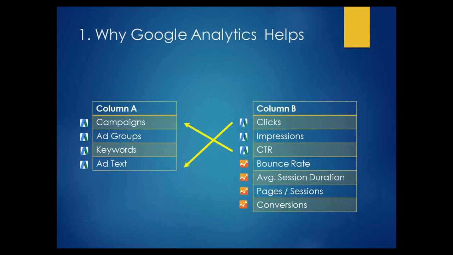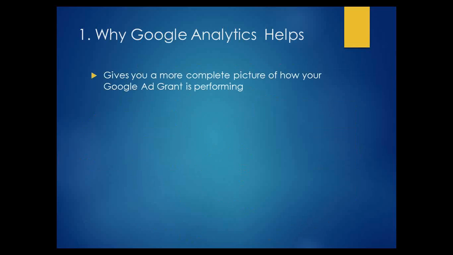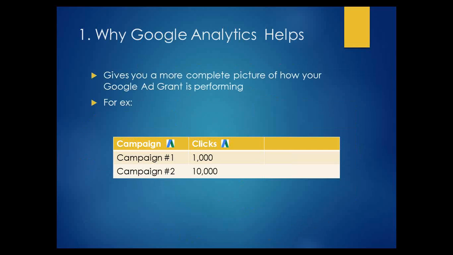What happens is once you connect Analytics to your system, you can start pulling in additional metrics, right? So things like bounce rate or conversions, especially conversions. You can pull that information inside your AdWords account and actually attribute it to any level of your AdWords account. So you can understand conversions at the campaign level or the ad group level or the keyword level or the ad text level. And so this is something that's really powerful, and this is why Analytics helps you so much with AdWords performance. So what it does is it gives you a more complete picture about how your Google Ad Grant is performing. And here's an example of where this might be the case.